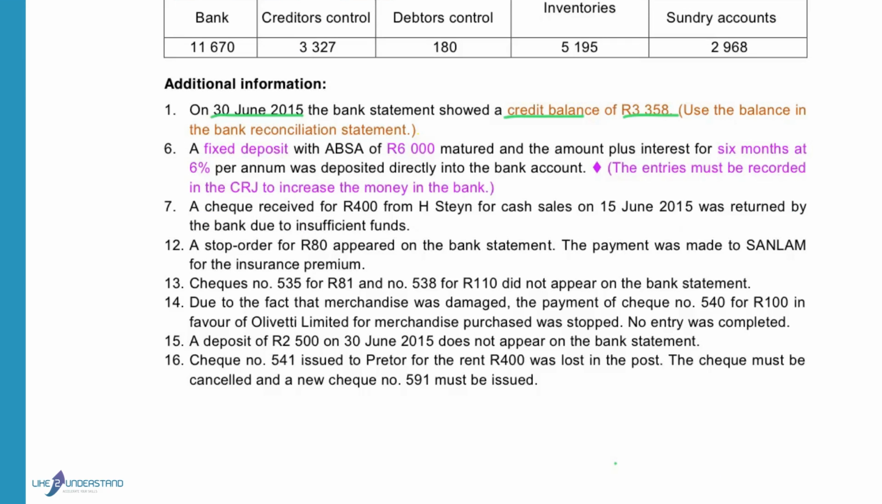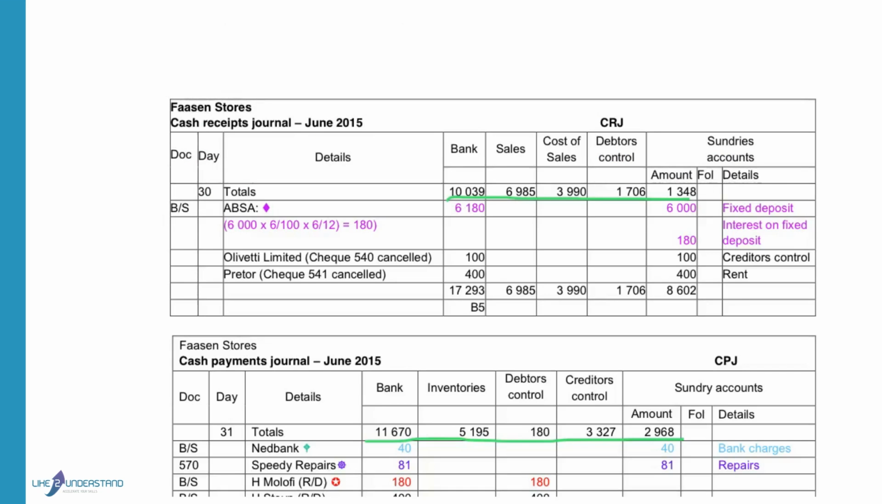A fixed deposit with ABSA for 6,000 Rand matured, and the amount plus the interest for 6 months at 6% per annum was deposited directly into the bank account. So the bank already recorded this entry. We can only record the entry now when we see the figures on our bank statement. If a fixed deposit matures, it means the time that we invested the money expired, and they will pay the money back into our normal current account.